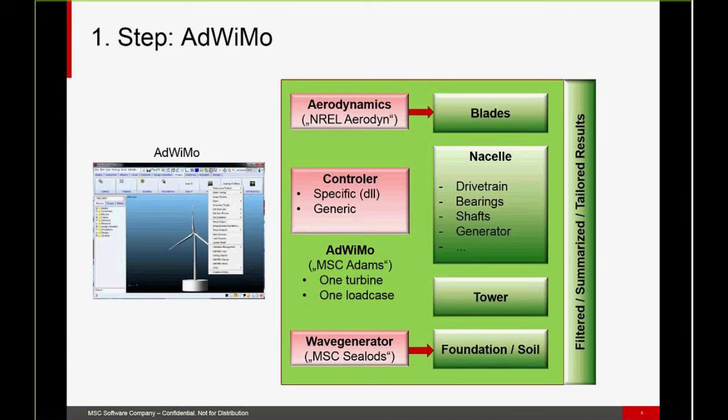For the wave generator, as explained before, we have got MSC Cloads. MSC Cloads is Adams functionality. Therefore, we have a perfect exchange of data between the turbine structure and the subsea structure, which makes the solver very, very efficient. The components, as explained before, are the blades. We have the nacelle, and the nacelle is a key point for subsequent simulations.